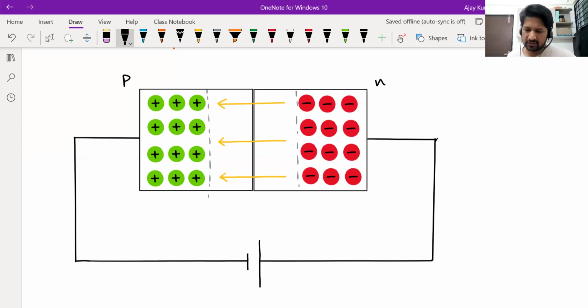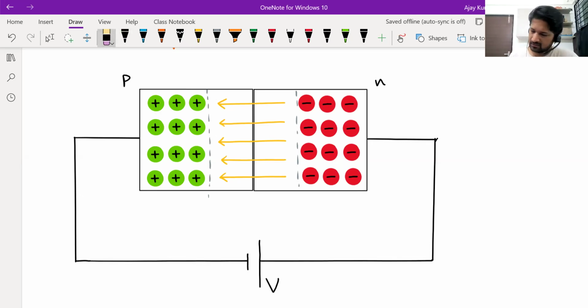Basically, what happens in reverse bias, the depletion region will widen. It will be difficult for electrons to diffuse from N side to P side or holes to diffuse from P to N. The drift process will be dominating. What do we mean by drift dominating? The electric field in the depletion region will be very strong. But in reverse bias, there is no significant current through the circuit, or through the PN junction.